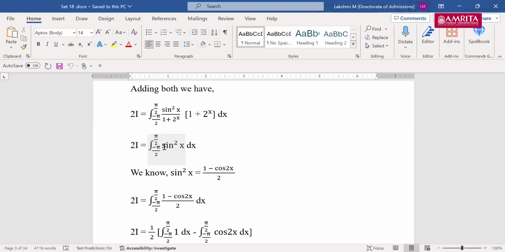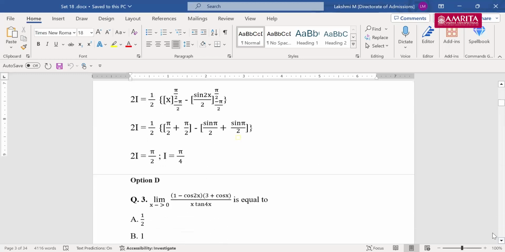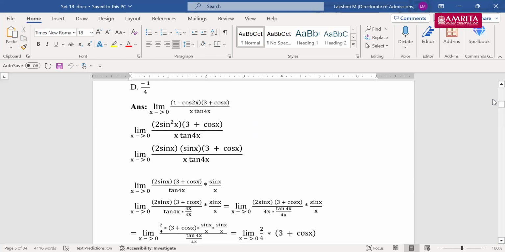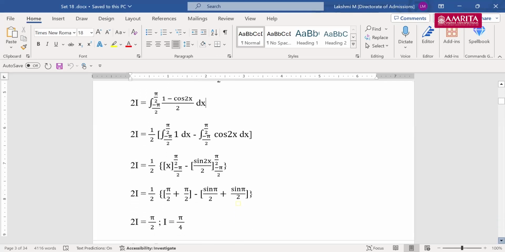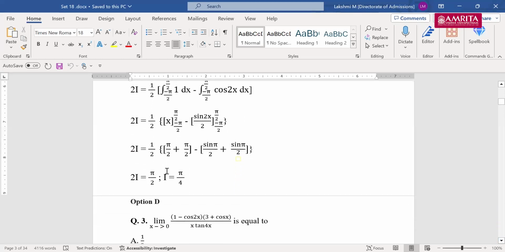We'll substitute sin square x with (1 minus cos 2x) by 2. It's 1 dx and cos 2x dx. So the limits are pi by 2 and minus pi by 2. This will be minus sin pi by 2 minus, this term will go because it's 0. This is pi by 2 plus pi by 2, it's 1 by 2 into pi. So 2I is pi by 2, I is pi by 4. I think majority was saying option D only.